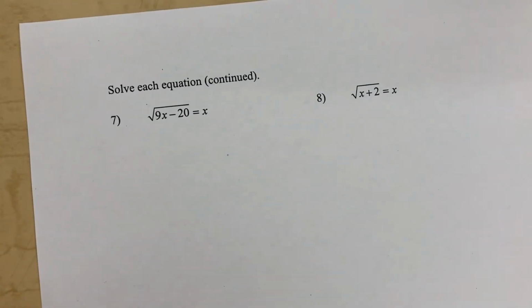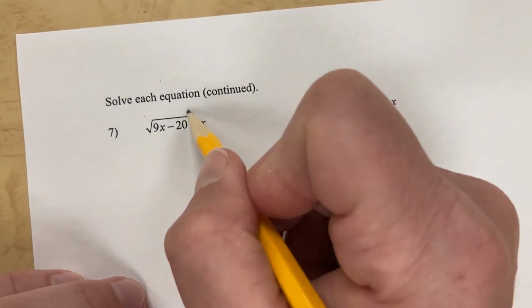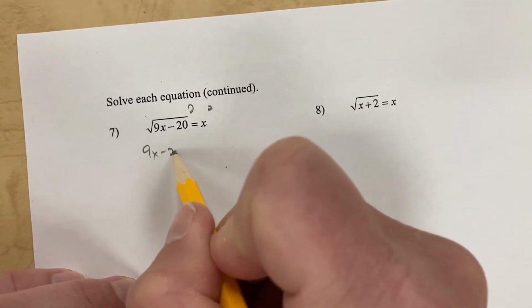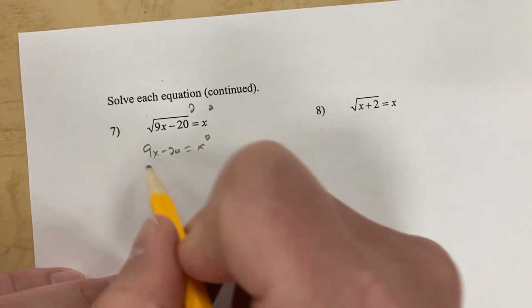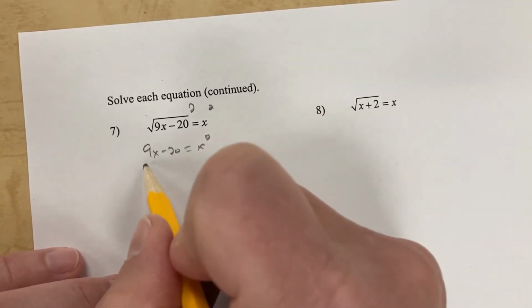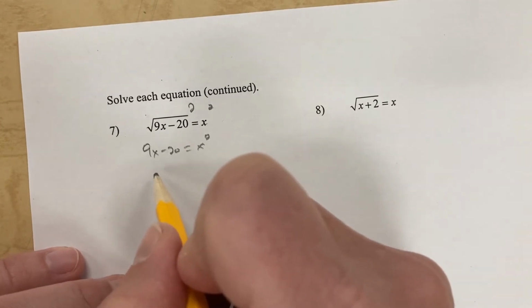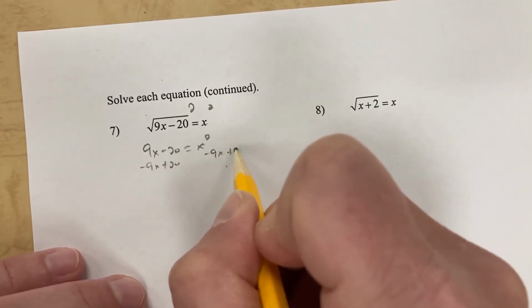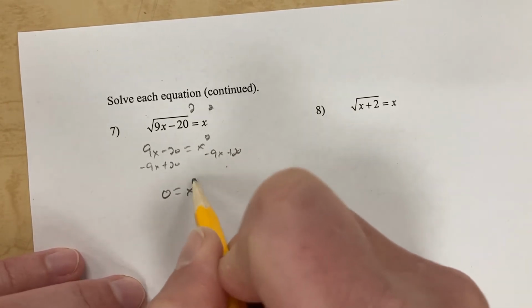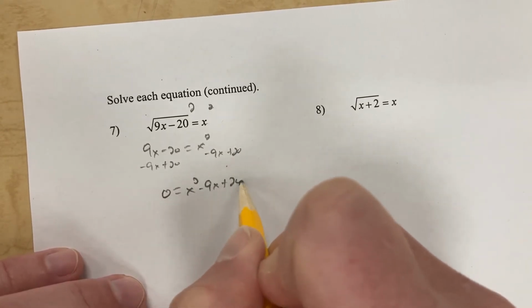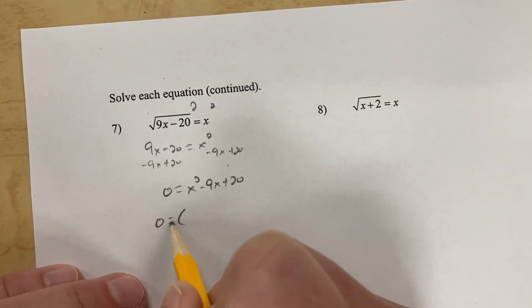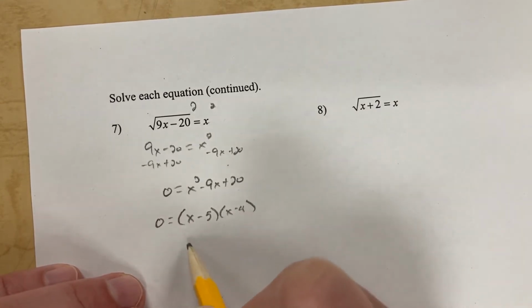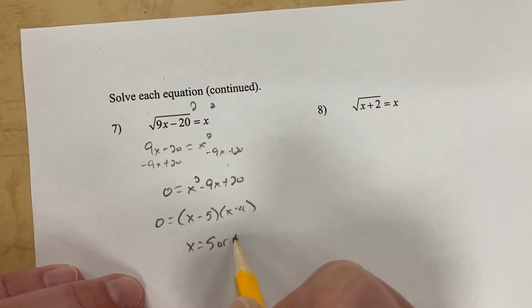Then we get ones that are a little more complicated. In these cases, when we square both sides, we end up with an x squared. So I've got 9x minus 20 equals x squared. And whenever we have it like that and we're trying to solve, the best thing to do is to get it equal to 0. So subtract your 9x, add your 20, bring these things over to here, and then see if you can factor it. That's the quickest way. And in this case, we can factor this into x minus 5, x minus 4, which gives us x equals 5 or 4.